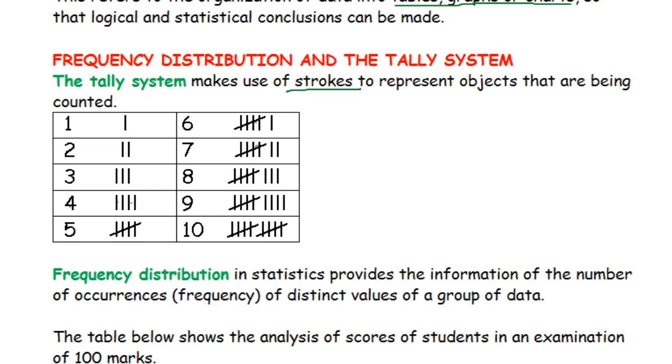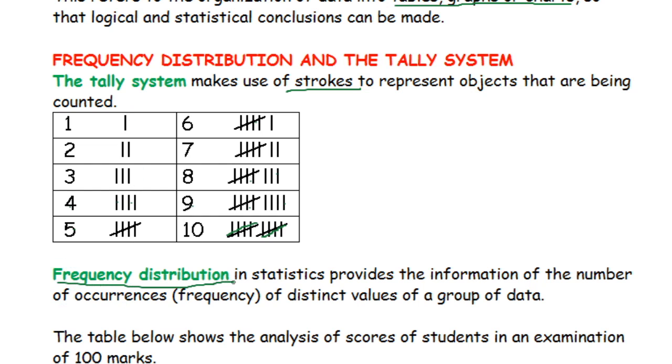That's 6. 7 is 5 and 2 strokes. 8 is 5 and 3 strokes. 9, 5 and 4 strokes. While 10 is a combination of 2 5s in the tally system. So that's how to represent values using the tally marks. They are called tally marks or simply tally.